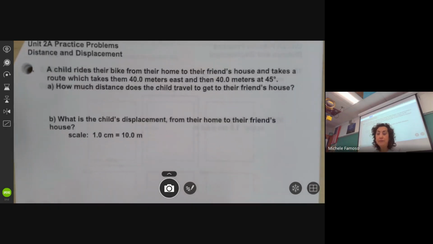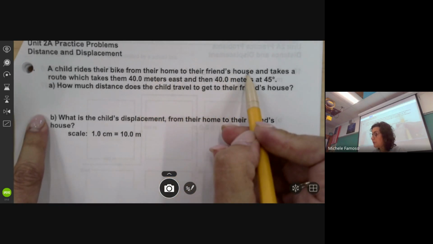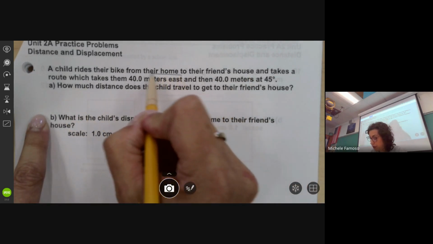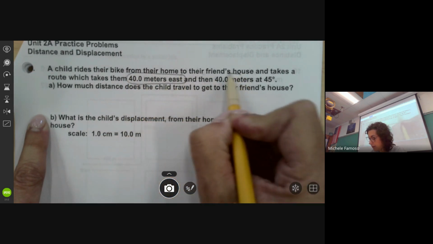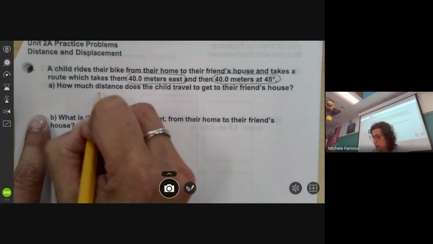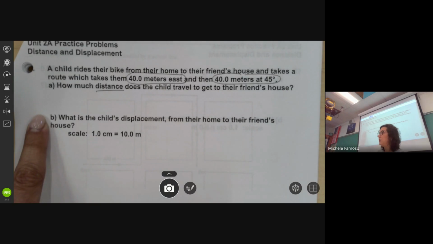All right, so question number 8 says that we have a child riding their bike from their home and they're going to their friend's house. And it takes them along a route which is 40.0 meters to the east and then 40.0 meters at 45 degrees. First thing I want to know is how much distance the child is traveling to get to the friend's house. This is a review question. This doesn't involve anything new.